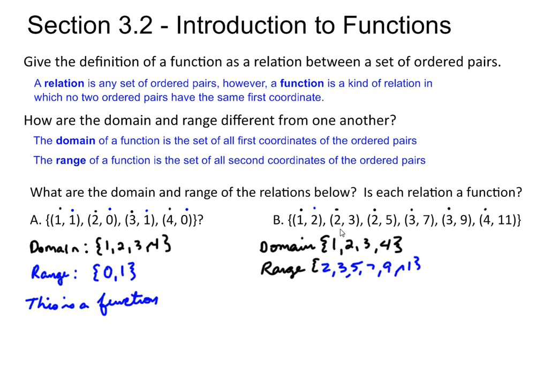And not only that, we see that each of these values right here are repeated, right? The 2's and the 3's have repeated themselves in this case. That can't be, right? No two ordered pairs have the same first coordinate. Well, we look like we have 2 sets of ordered pairs that have the same first coordinate, so we're going to have to conclude that this is not a function.